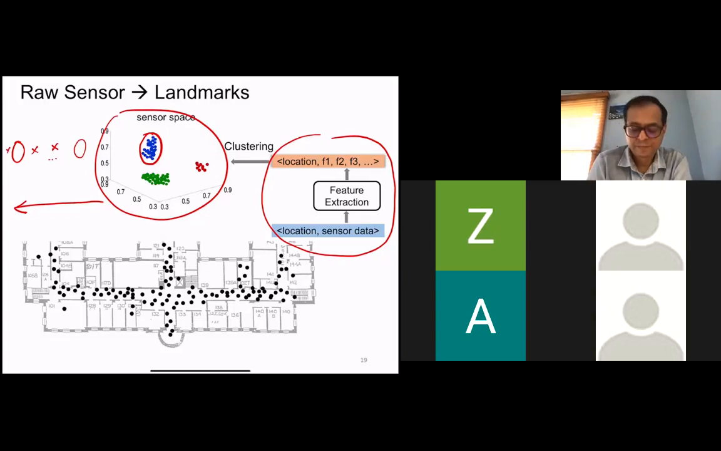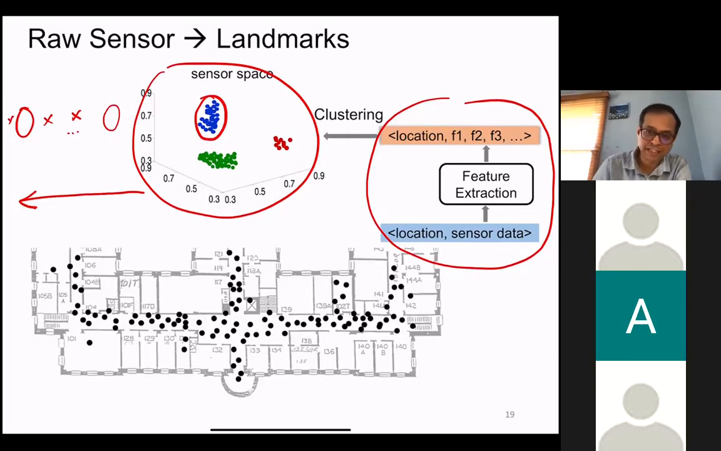I see. Okay. That is why we are projecting these sensor clusters back to the location space, because we want to see if it is always coming from that location. If it comes from everywhere, you eliminate that cluster. Got it. All right. Thank you very much.